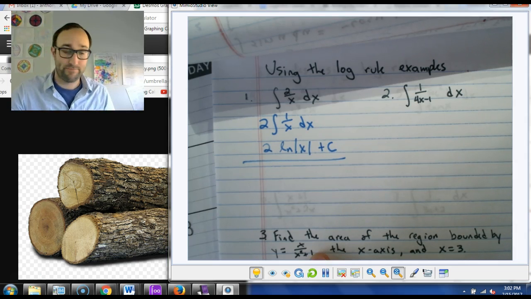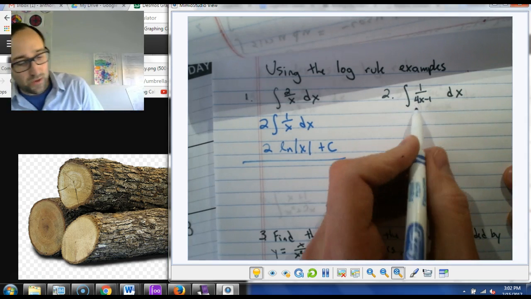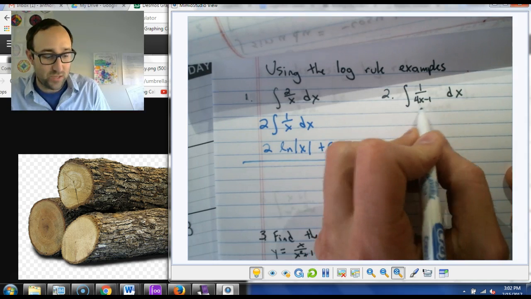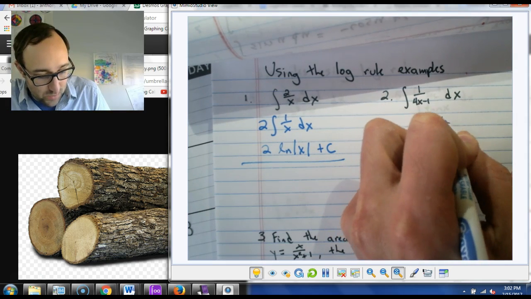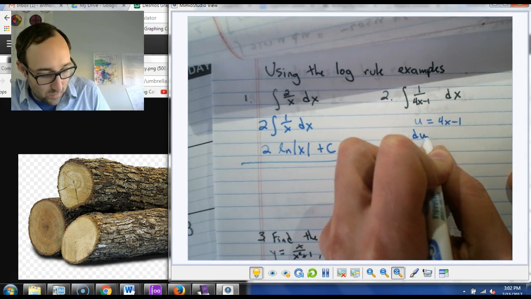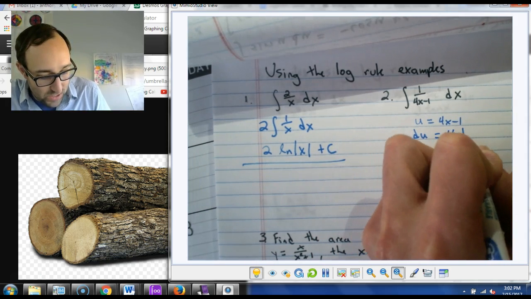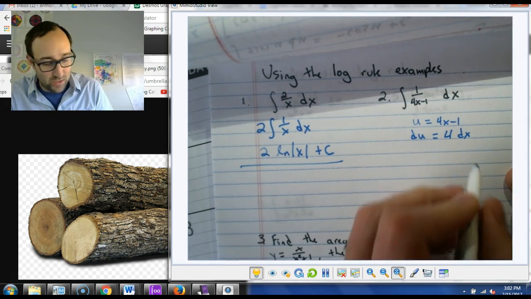How hard is this going to be? Not too bad. Okay, so now we have the next one. Uh-oh, we've got a 4x minus 1. So can we do something with the u? Sure. Say u equals 4x minus 1. Say du is going to equal 4 dx. Right? So then we can use our u substitution.